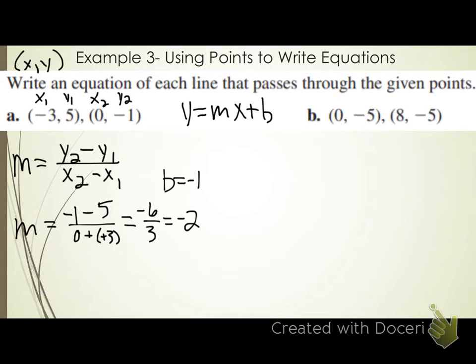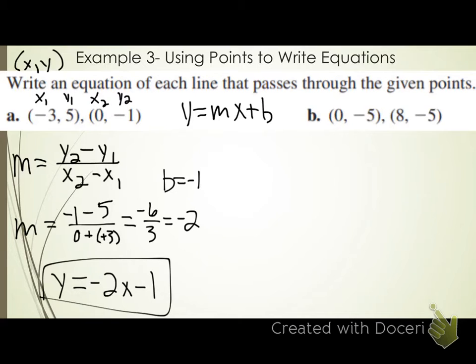What two things do I need in order to write an equation in slope-intercept form? Slope and a y-intercept. Do I have those two things now? Yeah. Raise your hand if you can give me the equation. Is it y equals -2x minus 1? There we go. y equals -2x minus 1. Plug your slope in for m. Plug your y-intercept in for b.